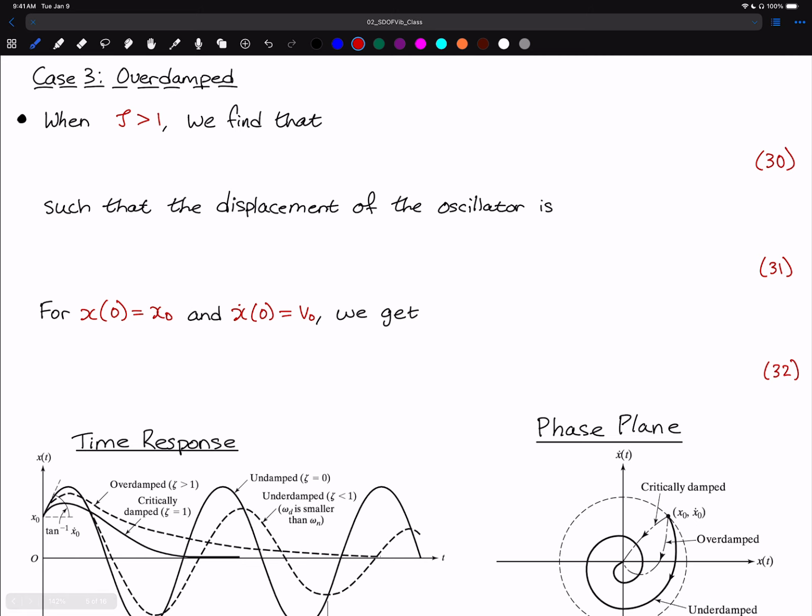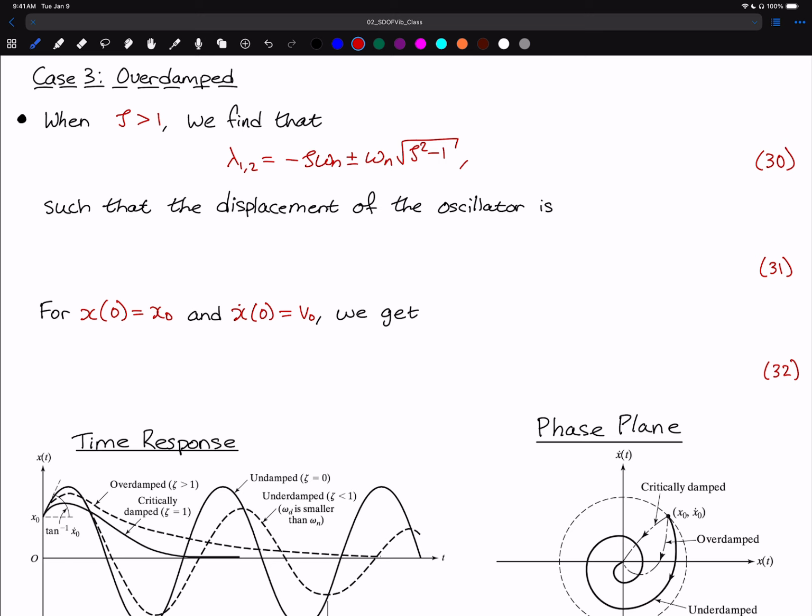This is for overdamped. This is when zeta is greater than 1. In this case, we're going to end up with lambda 1,2 equal to minus zeta omega n plus or minus omega n times the square root of zeta squared minus 1. And in this case, we don't need to reverse the order or do anything to manipulate that square root because it is going to be positive as written here.